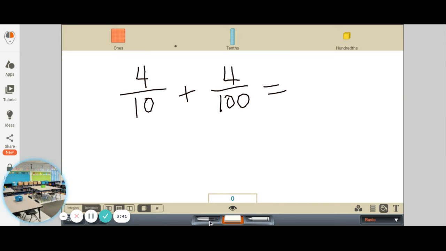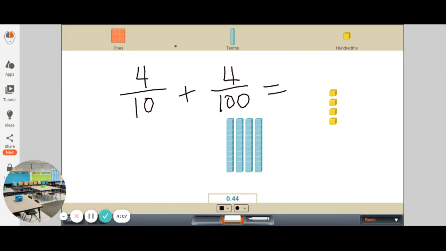So I'm going to drag 4/10ths. There's 4/10ths, and we have 4/100ths. 1, 2, 3, 4/100ths. Okay, so if we were going to add these all together, as you can see, we have 10, 20, 30, 40, 4. And since these could be broken down into hundredths, that would leave us with 44/100ths.